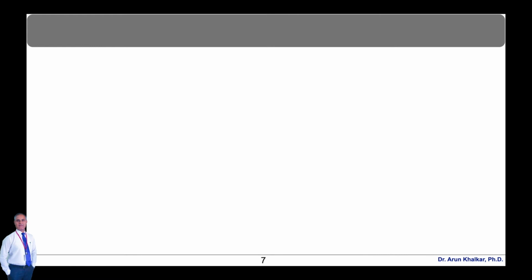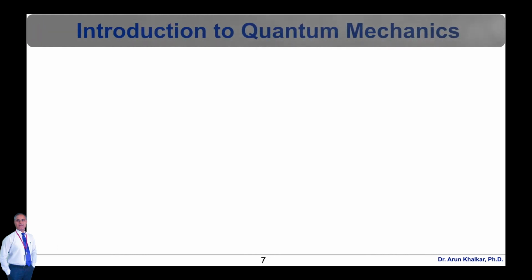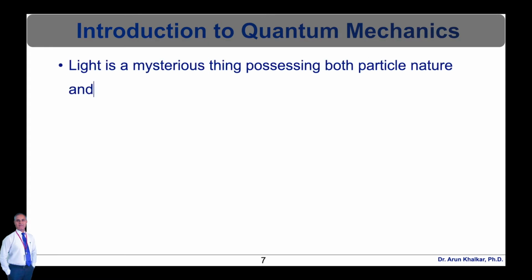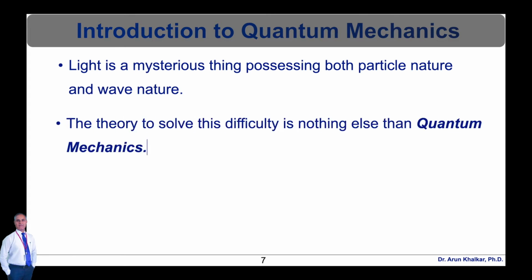To overcome the limitations of classical mechanics, quantum mechanics has been introduced. So let's have an introduction to quantum mechanics. As I have explained in my previous lecture videos, light is a mysterious thing possessing both particle nature and wave nature. This is very difficult to understand within the classical theory consisting of Newtonian mechanics and Maxwellian electromagnetism. The theory to solve this difficulty is nothing else than quantum mechanics.